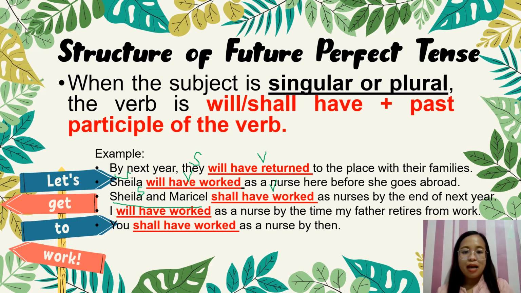Okay, next. I will have worked as a nurse by the time my father retires from work. Ayan. Subject, I, and the verb is will have worked. Next example, you shall have worked as a nurse by then. Subject is you, and the verb yung shall have worked. Okay po? Okay, let's take a look at more examples para mas lalo nating maintindihan.